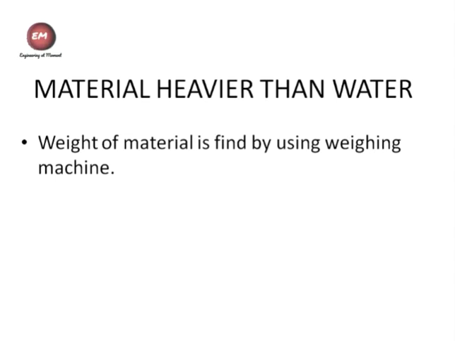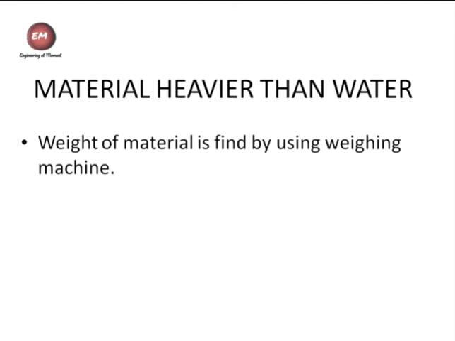Friends, for density calculation, we will be classifying material into two categories. First category is material heavier than water, and second category is materials lighter than water. For material heavier than water, we will put the material in water and water will get dispersed, and the dispersed volume will be the volume of material according to Archimedes principle. But for materials lighter than water, we'll tell it later. So first of all, we'll get into details for density calculation of materials heavier than water.